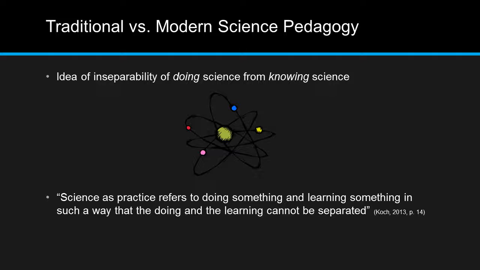In the modern view of science education, we also see the inseparability of doing science from knowing science. That is, with traditional science teaching methods, students were asked only to know science. With modern science teaching methods, we recognize that knowing scientific facts isn't enough. Students must be able to do something with that knowledge. Therefore, knowing science and being able to do science are inextricably linked. Science, then, is seen as a practice that refers to doing something and learning something in such a way that the doing and the learning cannot be separated.